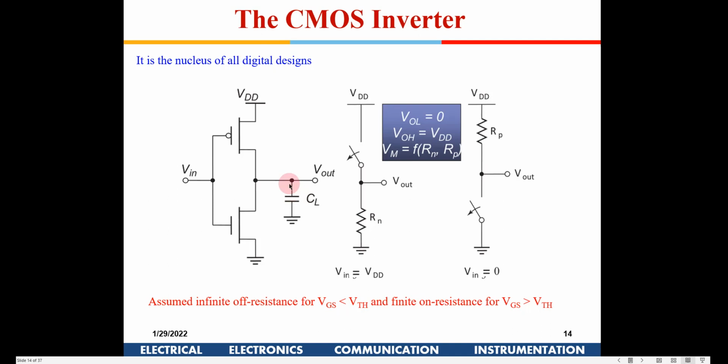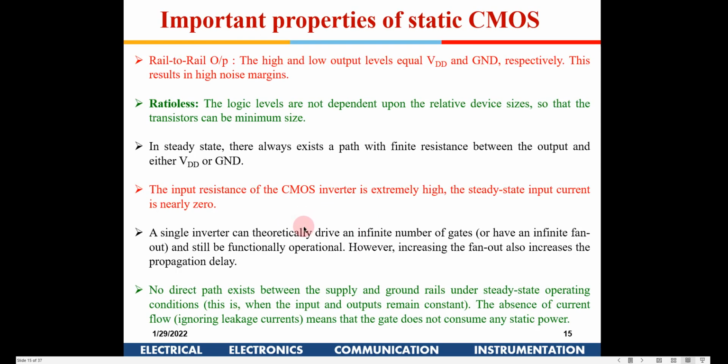Now this CL is the load capacitance, right? What is this load capacitance? This is the gate capacitance of the next stage. Also there will be some interconnect capacitance, and between the drain and the gate you have one capacitance out here. So this CL is actually the sum total of the drain to gate capacitance of these two transistors, plus the interconnect capacitance, and also the gate capacitance of the next stage. Okay, so that is how a CMOS inverter works.